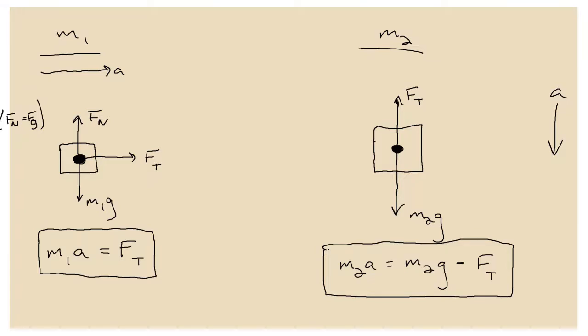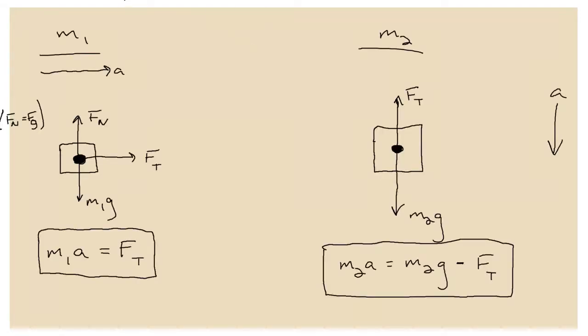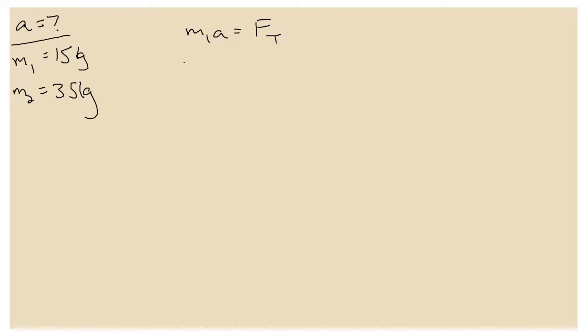And so what I'm going to write here is the acceleration is our unknown. I'm going to write M1, which is the mass on top of the table, is 15 kilograms, and M2 is 35 kilograms. And I'm going to take these equations and add them together. My equation for M1 was M1A equals the tension, right? Remember, we had that over here. And my equation for M2 is M2A equals M2G minus the force of tension. So we'll have M2A equals M2G minus the force of tension. And I'm going to add them together.